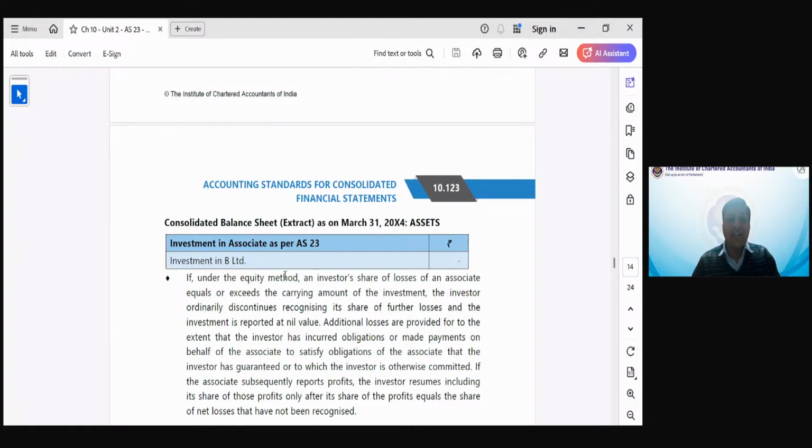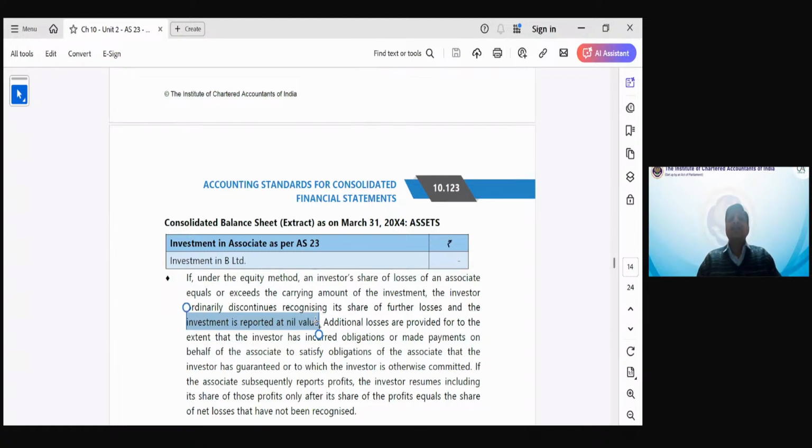So the standard says under equity method, investor's share of losses of an associate, if that equals or exceeds the carrying amount of the investment, then what will happen? Investor will discontinue recognizing its share of further losses, and the investment is reported at nil value.